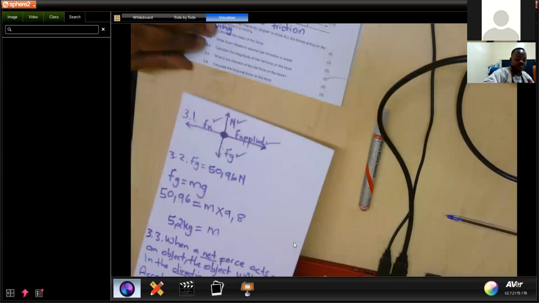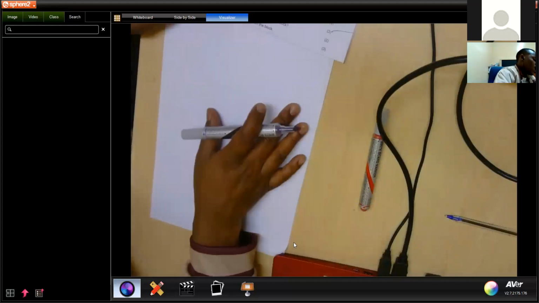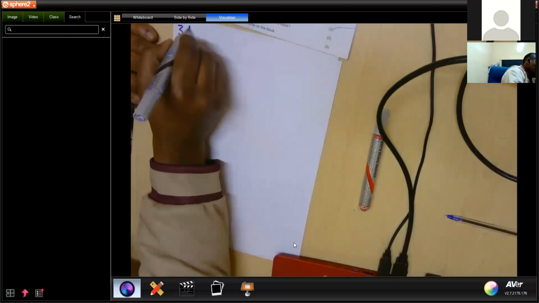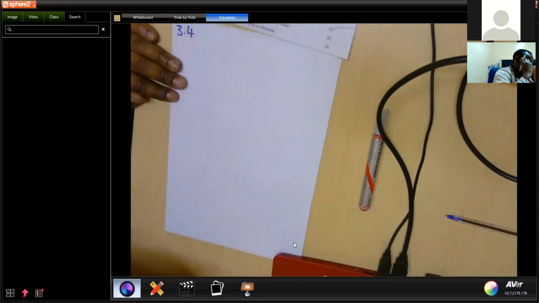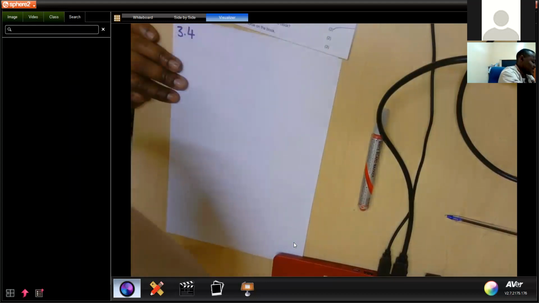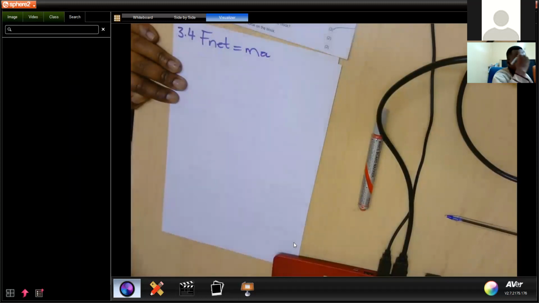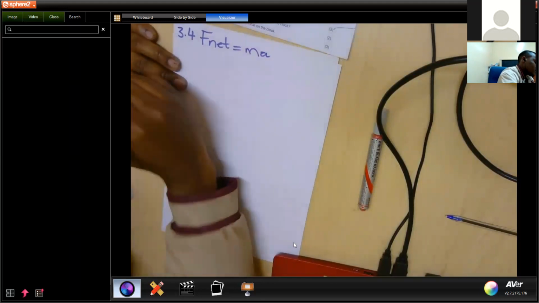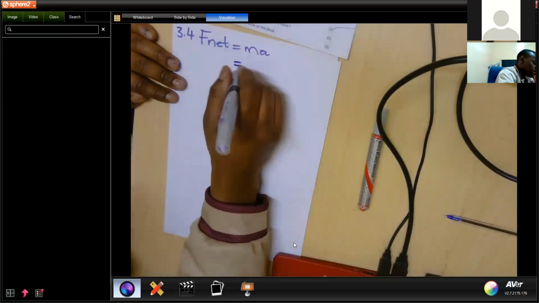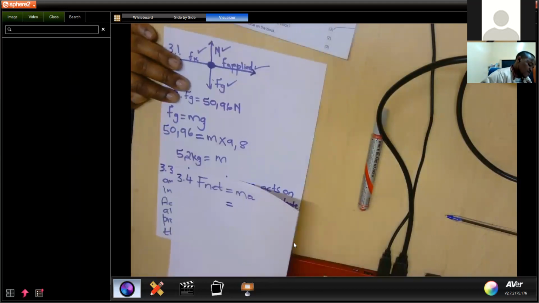Then the next question, 3.4, they want us to calculate the magnitude of the net force that is acting on the block. Now to calculate your net force, you will say F net is equal to ma. So the magnitude of the net force is what you are looking for. So we are going to deal with that. Then our mass is what we calculated in the previous question, and we know it is 5.2 kilograms.